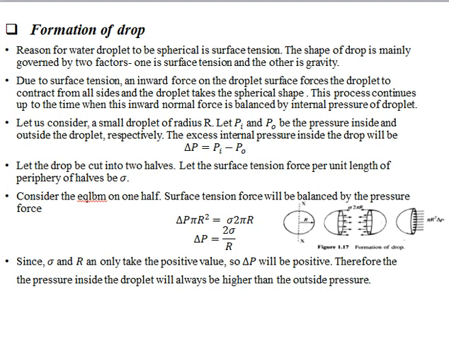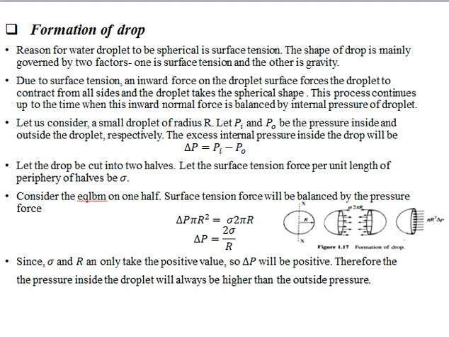Let us consider a small droplet of radius capital R, where P1 and P0 are the pressures inside and outside the droplet respectively. The excess internal pressure inside the droplet is given by delta P, which is nothing but the difference between the two pressures. If we cut the drop into two halves, let the surface tension per unit length of the periphery of the halves be gamma.